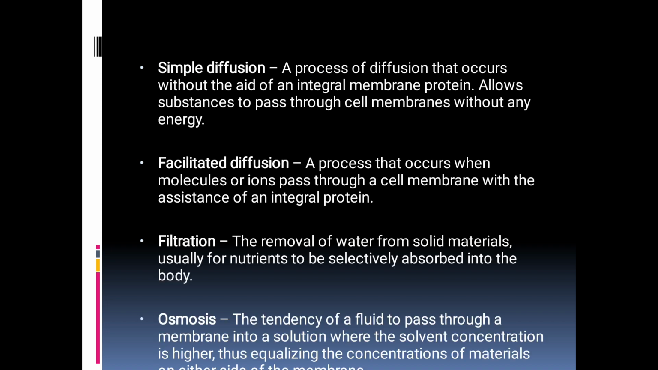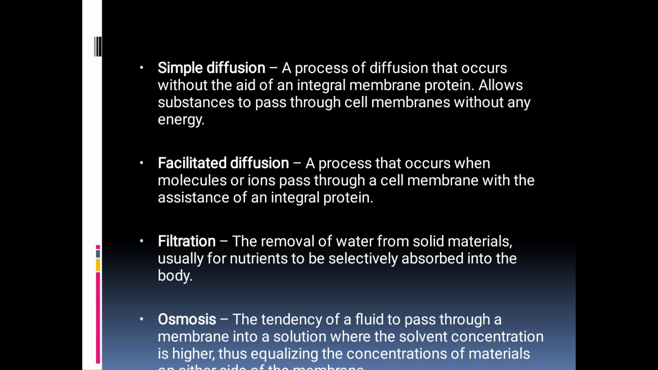Simple diffusion is a process of diffusion that occurs without the aid of an integral membrane protein, which allows the substances to pass through the cell membrane without any energy. Here no membrane protein is used, and without energy the substances can move easily. Facilitated diffusion. In this diffusion, the substances move with the assistance of an integral protein.